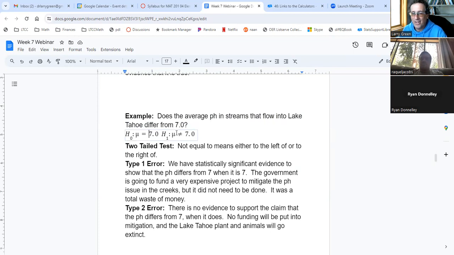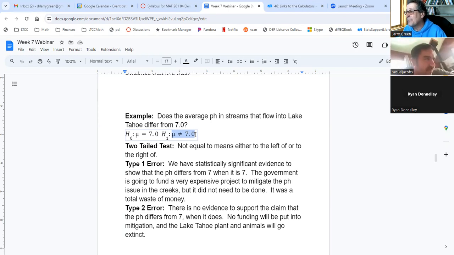If you didn't know that, that's fine. In particular, water with a pH of 4 is going to kill all kinds of things. It's just bad. So this is called a two-tailed test. H naught is mu equals 7.0. H1 is mu is not equal to 7.0, because it's bad if it's on either side of 7.